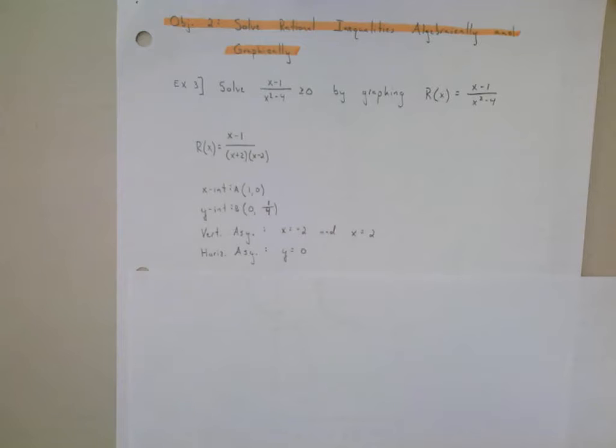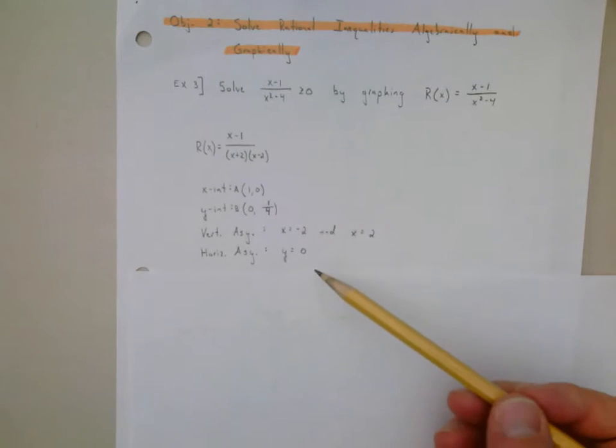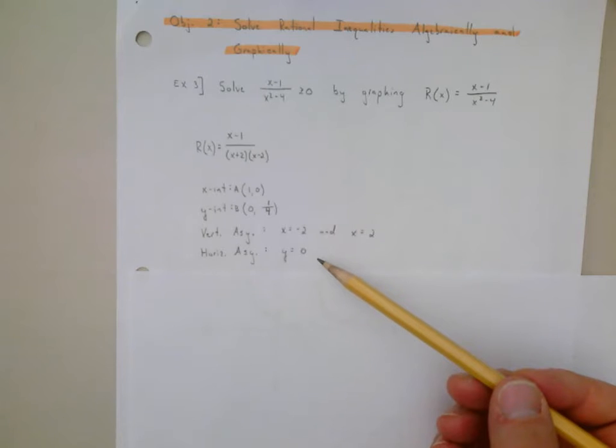And then the horizontal asymptote is determined by the end behavior of our rational function. If we look at this, the degree of the numerator is 1 and the degree of the denominator is 2. So the end behavior of this function is like the end behavior of 1 over x. And as x approaches positive or negative infinity, 1 over x approaches 0. So our horizontal asymptote is that horizontal line y equals 0.